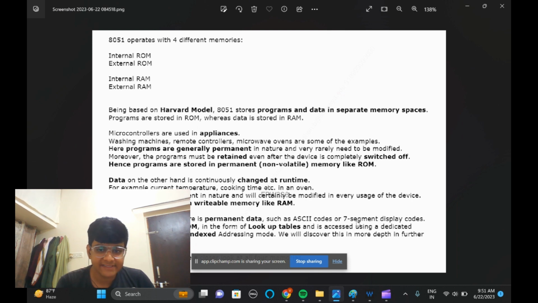However, sometimes there is permanent data such as ASCII code or the seven segment code. ASCII code, you better know.